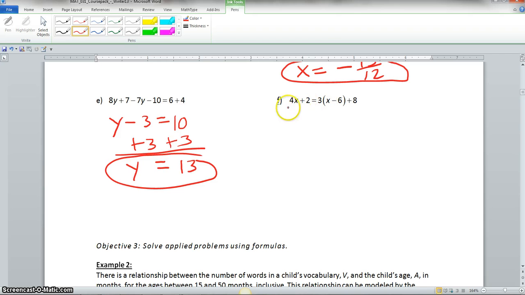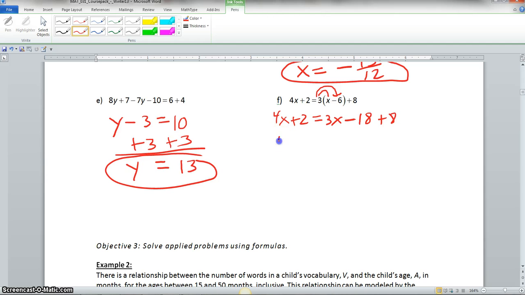Now we go here to f. We have 4x plus 2 equals. We have to multiply this 3 by this parenthesis here. We have to do the distributive property. So we know we would take 3 times x, which gave us 3x, and we would take this 3 and multiply it by minus 6, which would give us minus 18, plus 8.